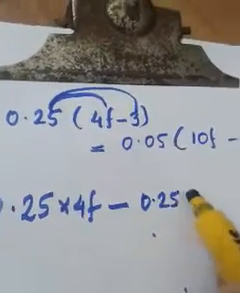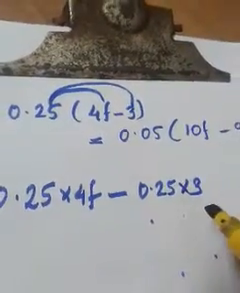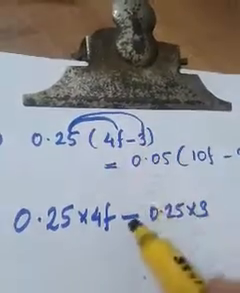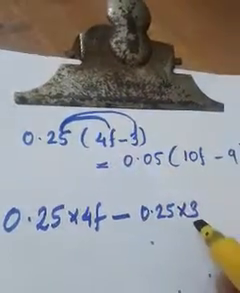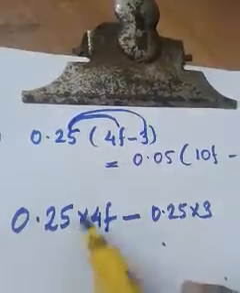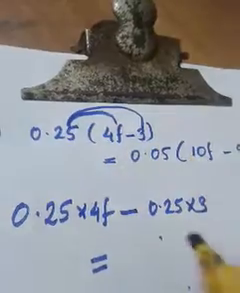I am not multiplying now, I will multiply in the next step, into 3. You may have understood. Any problem? 0.25 into 4f, then this sign, minus 0.25 into 3. You also have to be alert. Okay. Correct, no?